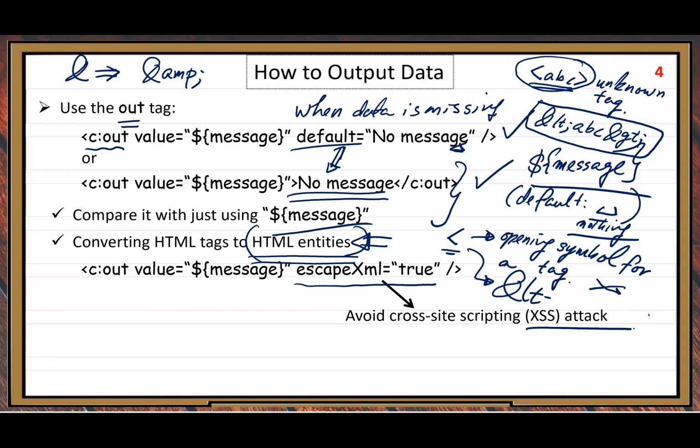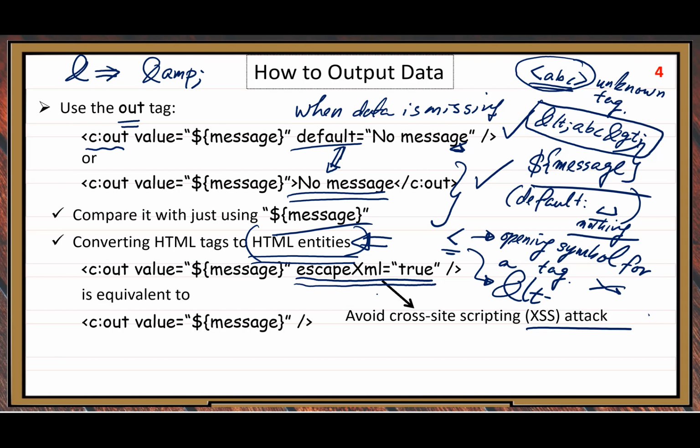To avoid that, if you put this one, escape XML, then those tags will be displayed literally, right? Think about that, literally. The original meaning of those tags won't work because they are escaped. They won't work as the original intention. So that is the importance of this feature. It can avoid that problem. All right.